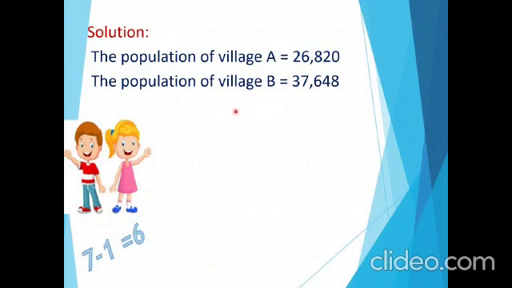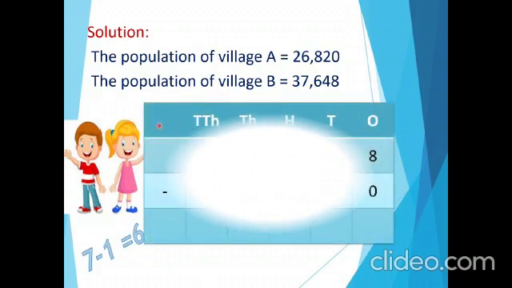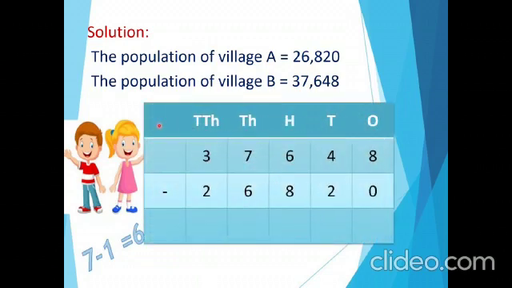To do subtraction, first we have to arrange the numbers according to the place value chart and start subtracting from ones column. In ones column, 8 minus 0 is there. What is 8 minus 0? That is 8. Next, moving to the tens place, that is 4 minus 2 is there. 4 minus 2 is 2. Moving to the hundreds column, that is 6 minus 8 is there, but 6 is smaller than 8, so we have to do regrouping here.